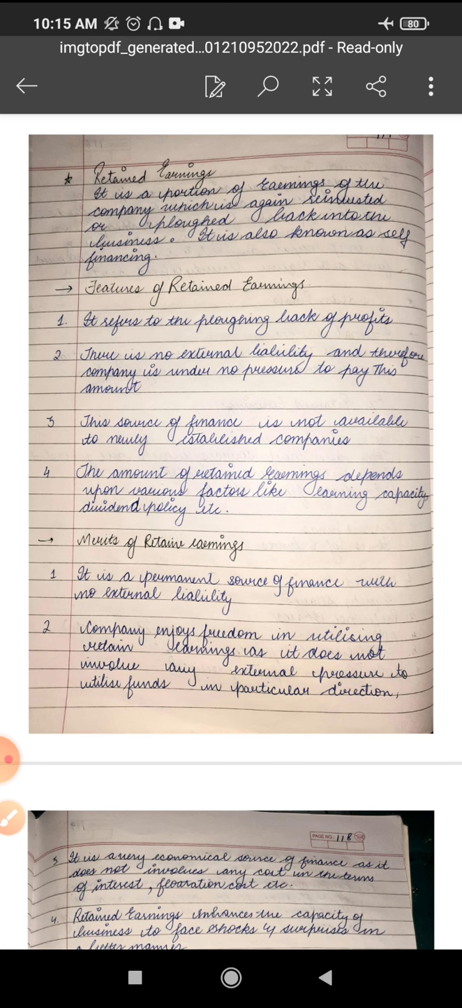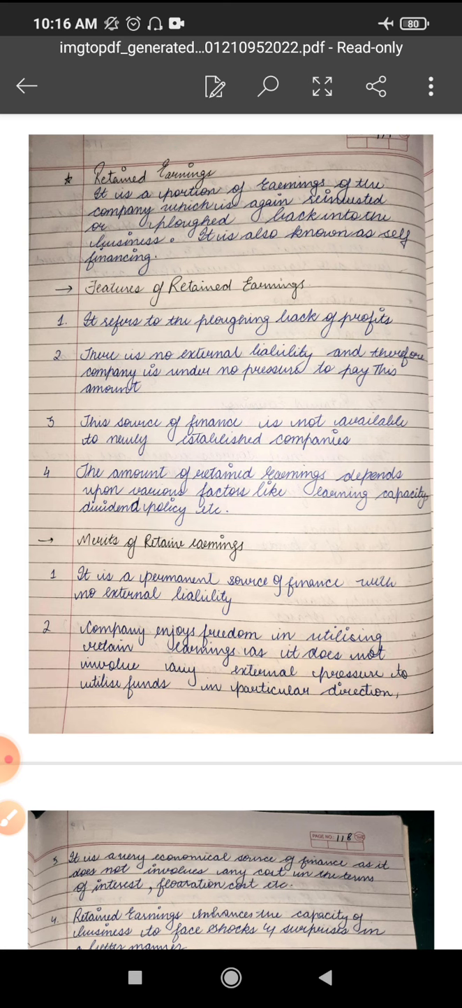Now, features of retained earnings we're going to see. It refers to the plowing back of the profits. We are reinvesting our profits into our business. There is no external liability. We don't have to pay any sort of interest or any other. A company is under no pressure to pay any extra liability towards such kind of source of finance.